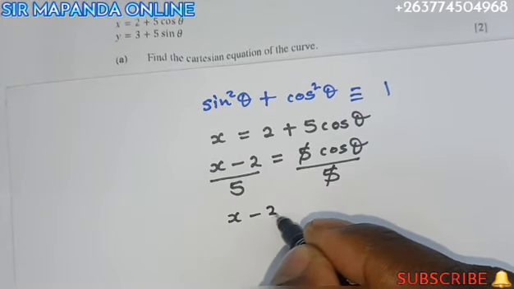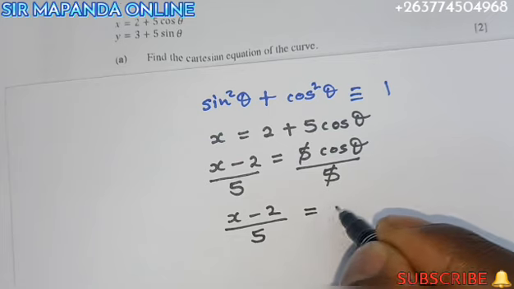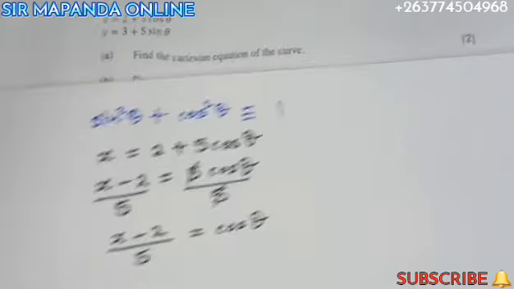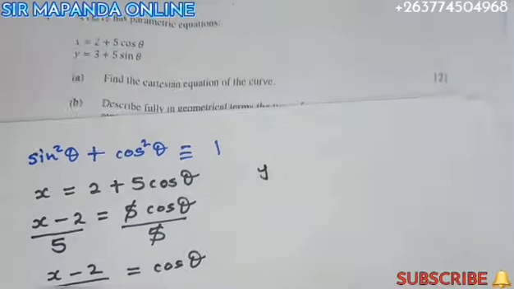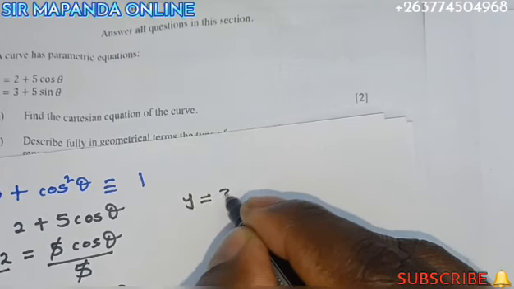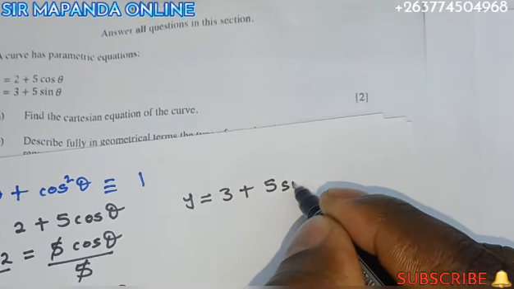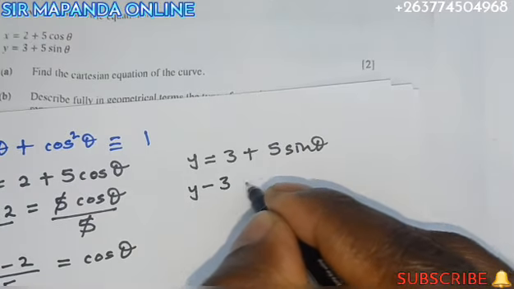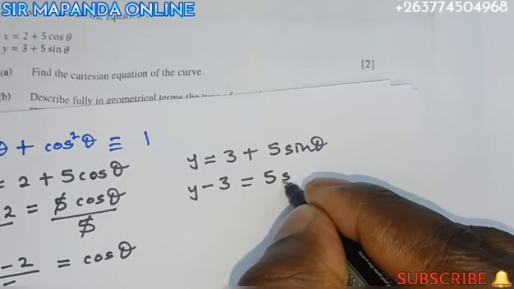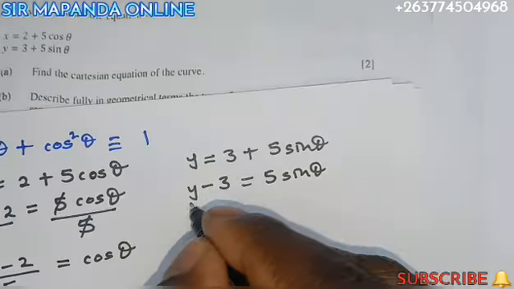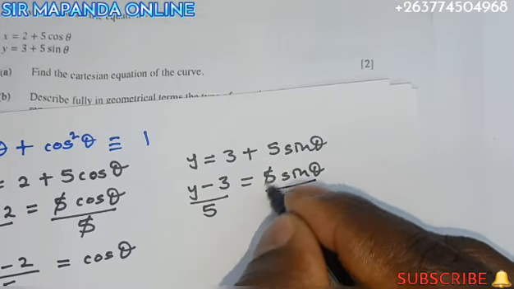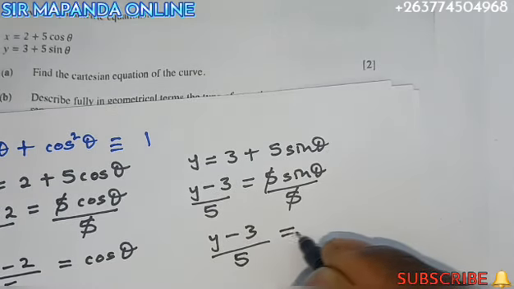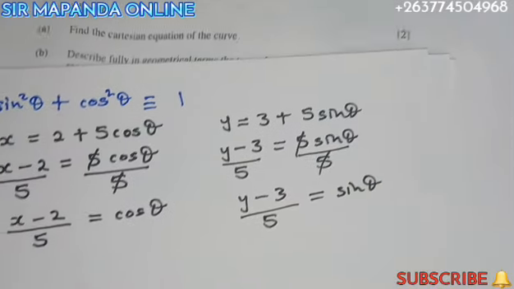You get x minus 2 all over 5 is equal to cos theta. I hope you are following. We want to do the same for sine. You are given y, right, is equal to 3 plus 5 sine theta. Let us move 3 to the left. You get y minus 3 is equal to 5 sine theta. Then divide both sides by 5. 5 and 5, they cancel each other. You get y minus 3 over 5 is equal to sine theta.